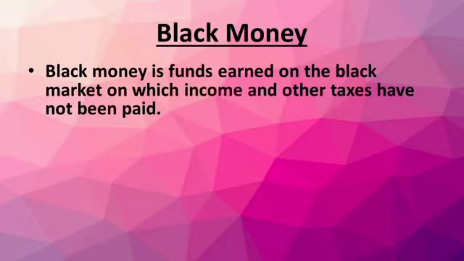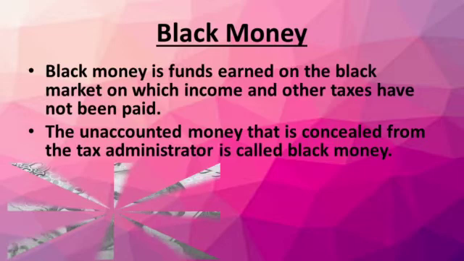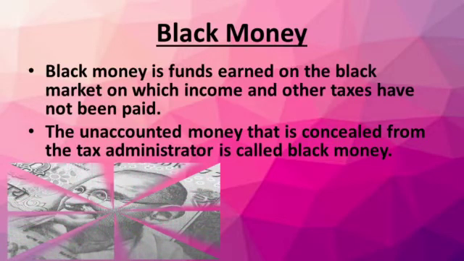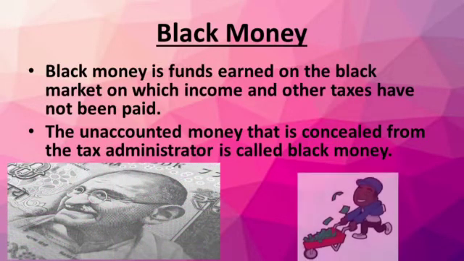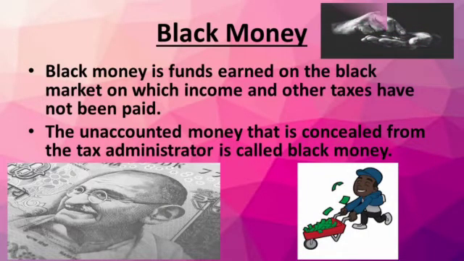Next we will move to black money. Black money is nothing but unaccounted money. That is money earned by illegal activities, illegal business, and money through corruption. These all come under this category. This is also known as unreported money. This has affected our economy also.